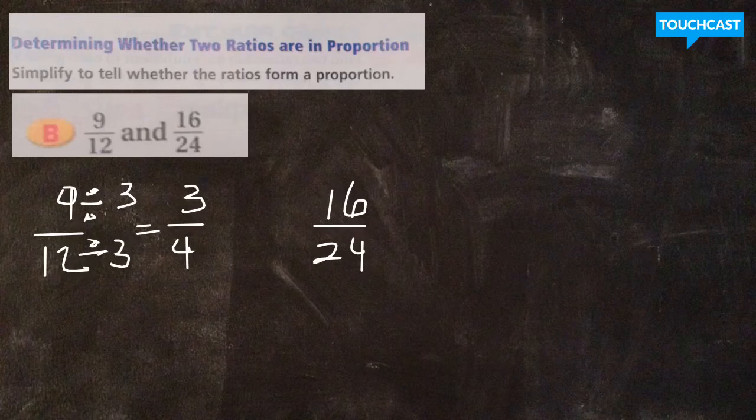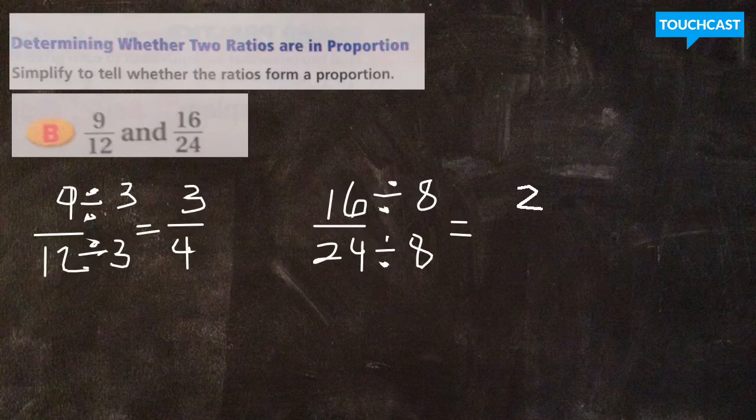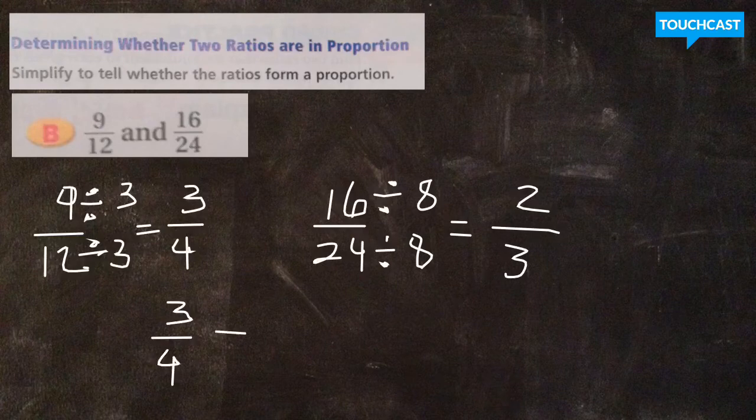Now let's think, what's the biggest number that goes into 16 and into 24? I know 2 goes into 16 and 24, but is there a bigger number? I also know that 4 goes into 16 and 24, but again, is there an even bigger number? I believe 8. 8 goes into both 16 and 24, and that's the biggest number that goes into both. So 16 divided by 8 is 2, and 24 divided by 8 is 3. 3/4 does not equal 2/3. So the ratios are not in proportion.